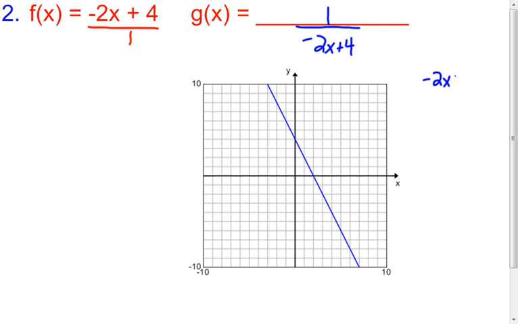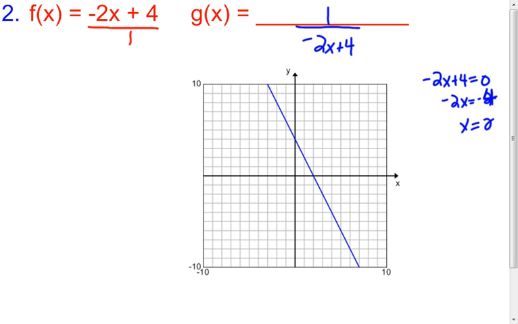So if I take negative 2x plus 4 and set that equal to 0 and then solve it, I will have negative 2x equals negative 4, sorry, I'm a step ahead of myself. And then x equals 2.